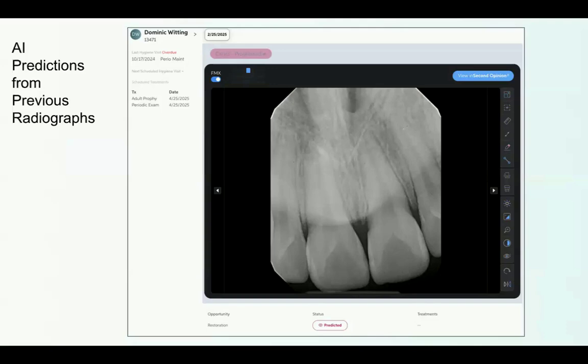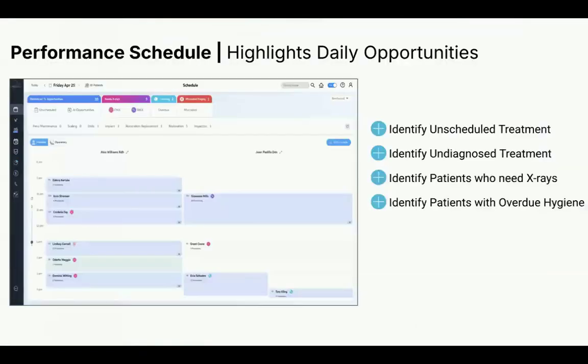Hey, there's a periapical radiolucency. We don't see an endo code. Is this something you want to look at? Great way for everybody in the practice to have that virtual AI assistant to take the best care of their patient and ultimately have the practice enjoy the production. So we look at all of these patients throughout the day.